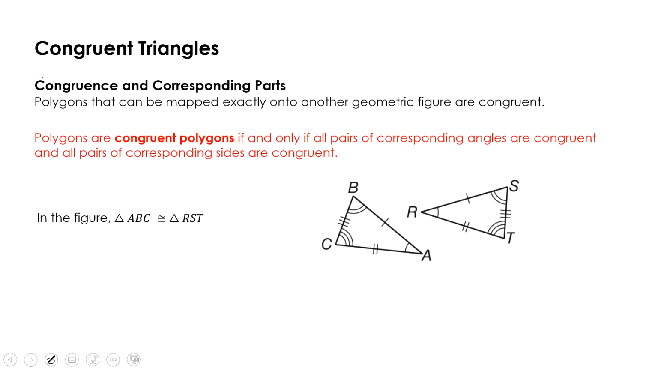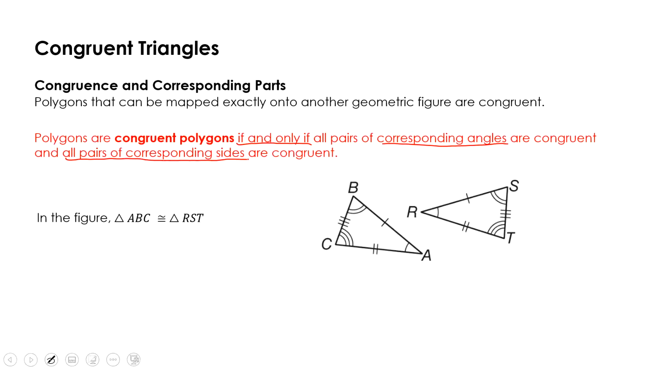Polygons are congruent if and only if all the pairs of corresponding angles are congruent and all the pairs of corresponding sides are congruent. And this is where we get into naming conventions of triangles. We have to name them in the same order. Make sure we're naming things correctly.